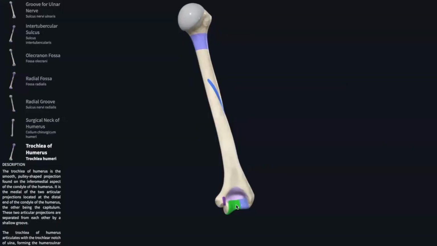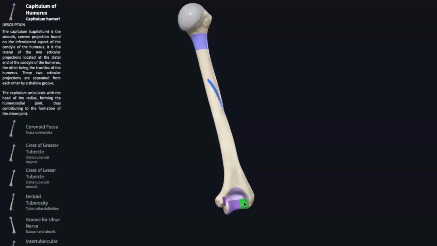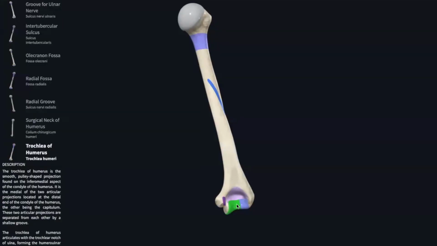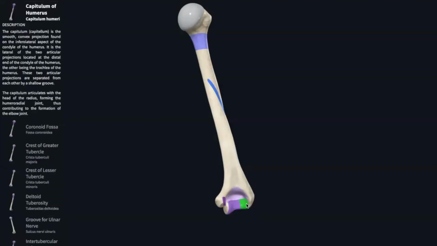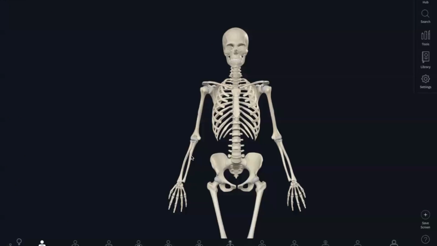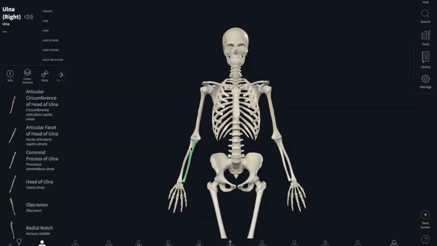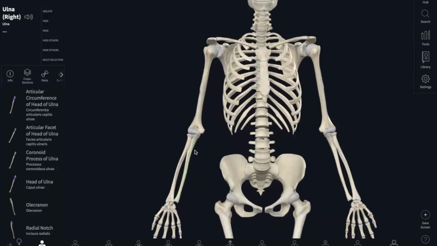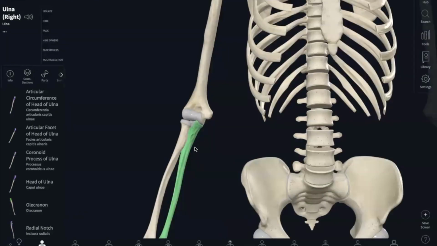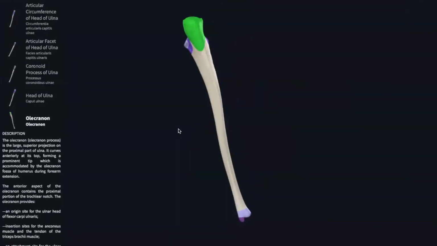So we're still posterior, and right next to the trochlea is the capitulum. And like the trochlea articulates with the ulna, the capitulum articulates with the radius of the forearm. Moving on to your ulna. It's going to be medial to your radius when you're in anatomical position, and let's get into the bone markings you should know. So first is the olecranon.